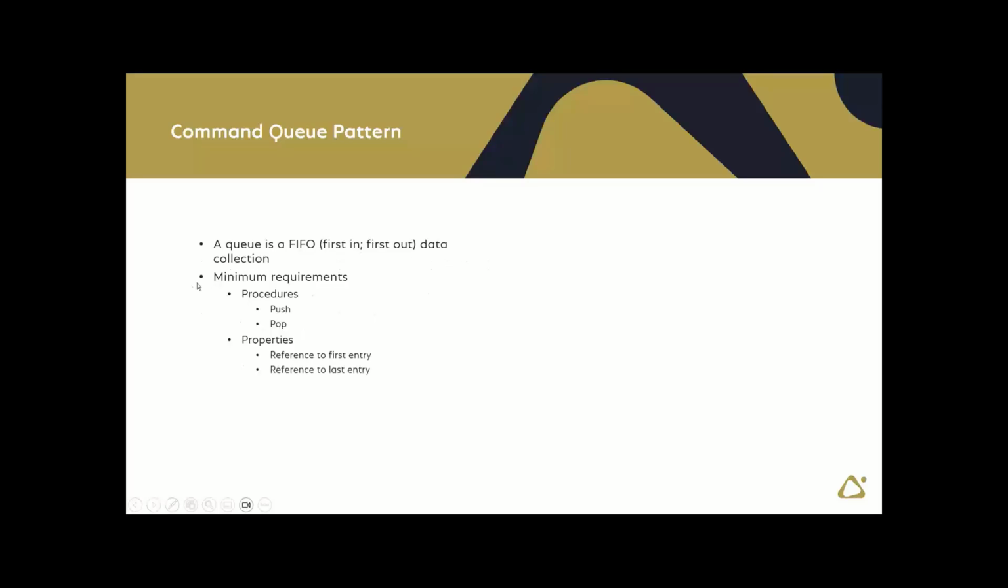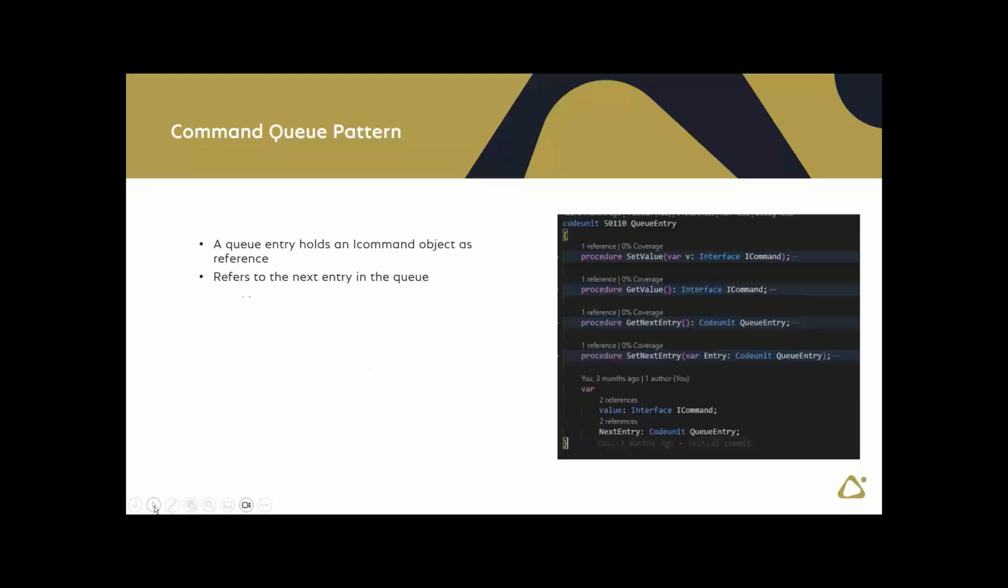The minimum requirements for a queue are two functions, so two procedures. We have a push and a pop, where the push is adding something to a queue and the pop is removing something from a queue. And we have two properties: the first entry and the last entry. Just to know how the queue looks, we need to have some references to the data inside of the queue.